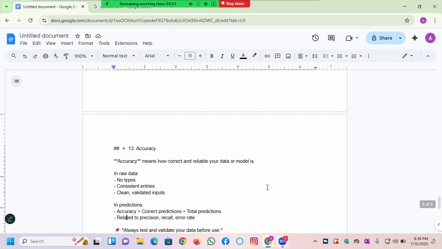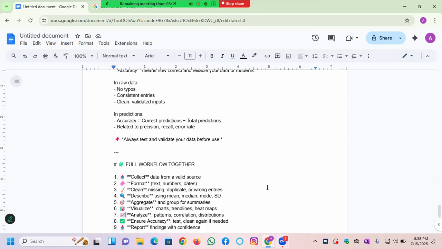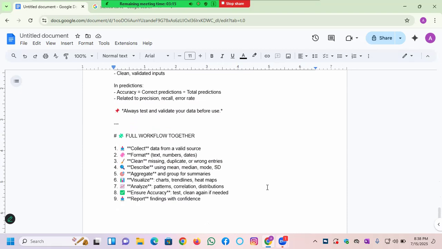Then accuracy. So this is what most data goes through. These are all the stages they are going to pass through. In full, you collect the data, you format it, you clean it, you describe it using mean, median, mode, standard deviation, you aggregate and group for summaries. Then you visualize using charts, trend lines, and heat maps. You analyze patterns using correlation and distribution. You ensure accuracy, test, clean again if needed, then you report findings with confidence.